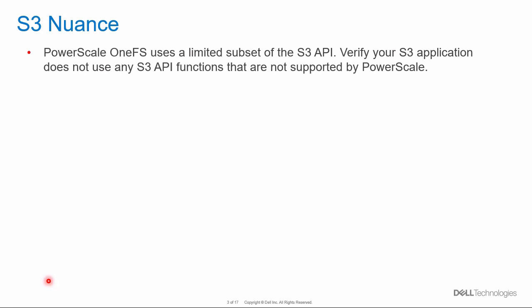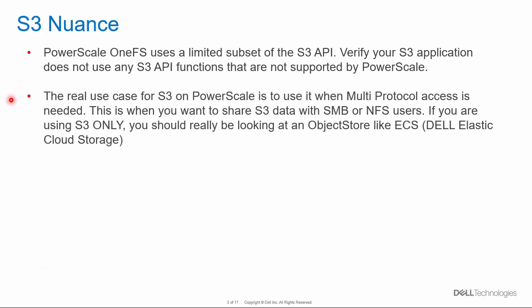Some of the S3 nuances. PowerScale OneFS uses a limited subset of the S3 API. Verify your S3 application does not use any S3 API functions that are not supported by PowerScale. The real use for S3 on PowerScale is when multi-protocol access is needed. This is only when you want to share S3 data with SMB or NFS users. If you're using S3 only, you should really be looking at an object store like ECS. ECS provides broader API support, data lifecycle management, data compliance and retention, and also custom metadata.